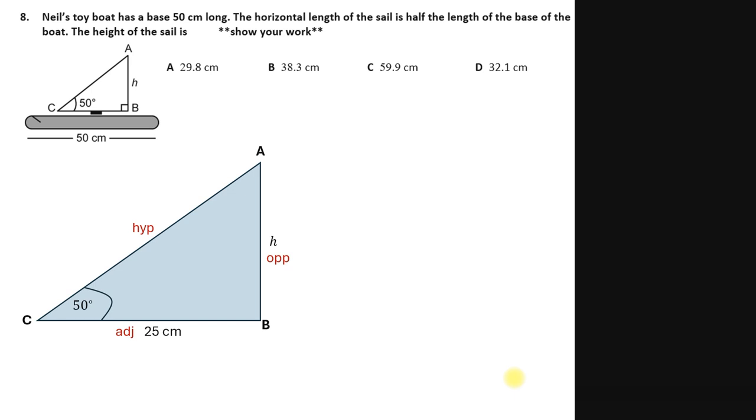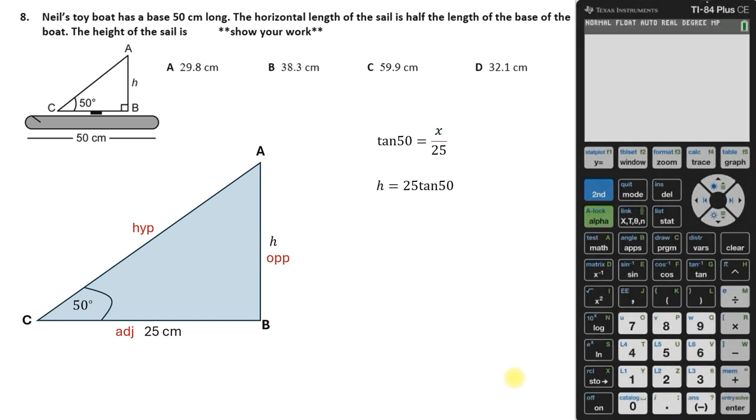So the trig ratio that deals with opposites and adjacents is tangent. So we can say that tan of 50 equals x over 25. We'll use h instead of x from here on in. So h equals 25 times the tan of 50. Put in tan 50, close the bracket, multiplied by 25.